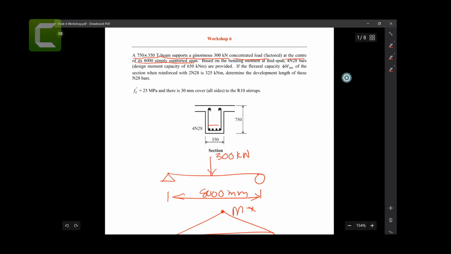So look, this development length calculation comes after the bending and shear checks, meaning that we generally do the bending check first. This beam is governed by bending. If this beam passes the bending check for strength purposes, then we go for shear.